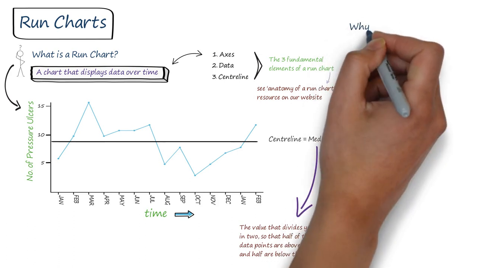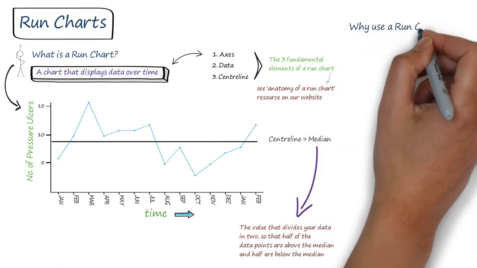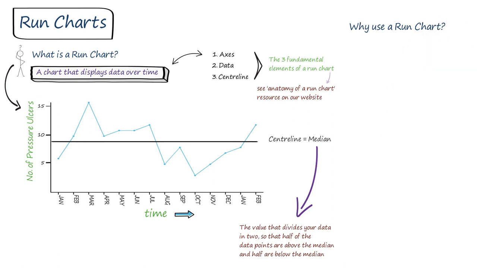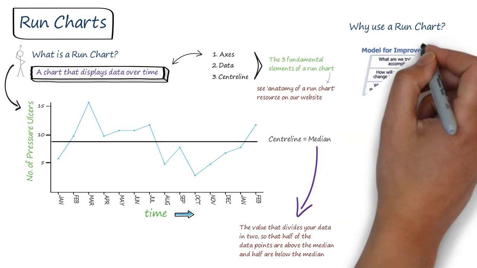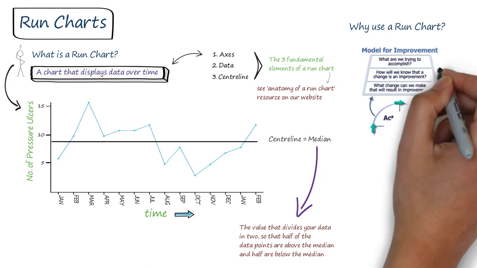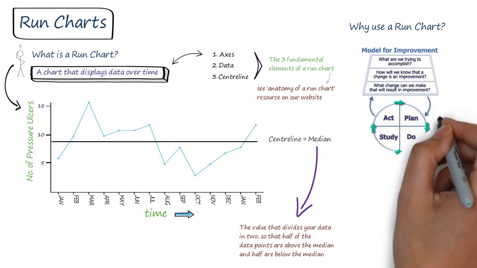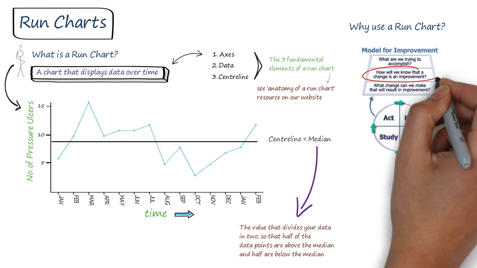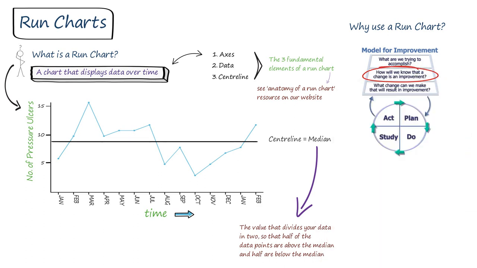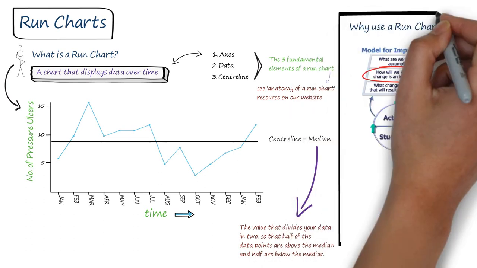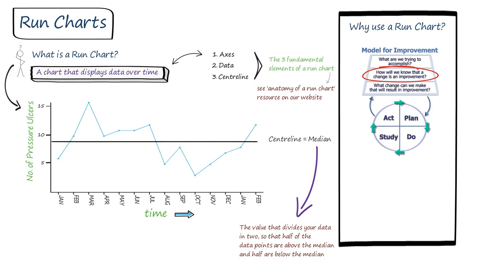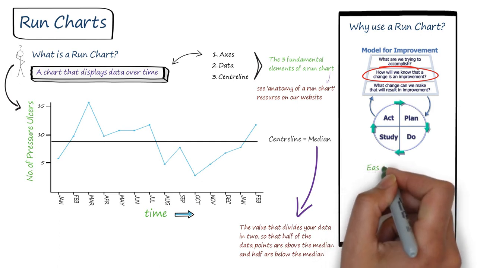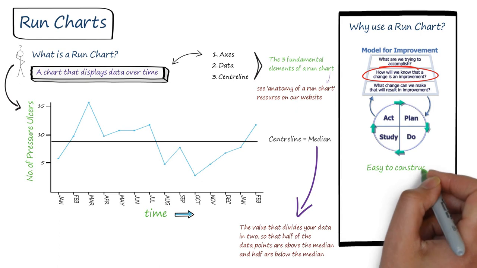The next question we should ask ourselves is, why use a run chart? Most of you are probably already familiar with the model for improvement, which the Institute for Healthcare Improvement in Boston use as a framework to guide improvement efforts. This model includes three questions, one of which is, how will we know that a change has resulted in an improvement? And because change happens over time, we would use a run chart to look at our data over time.